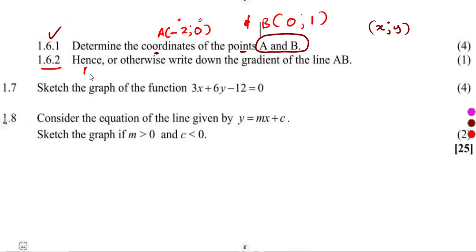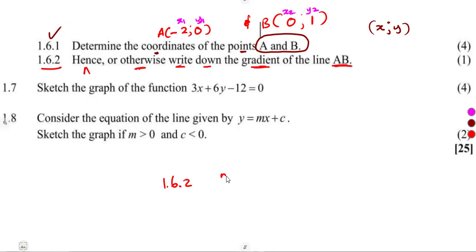1.6.2, hence or otherwise write down the gradient of the line AB. Hence or otherwise, it is up to you. Are you going to continue using these 2 points to determine the gradient? That's the hence method, as we are given 2 points. Remember, I said you can have this as x1, y1. This will be x2, y2.